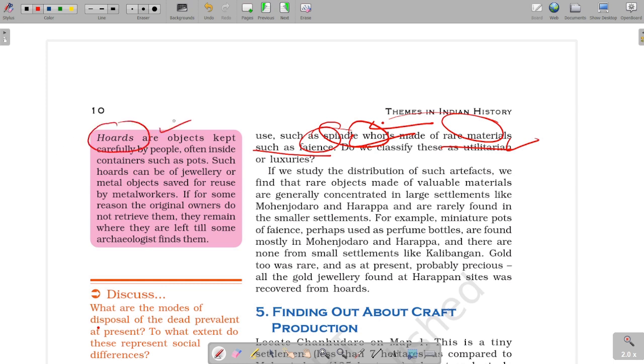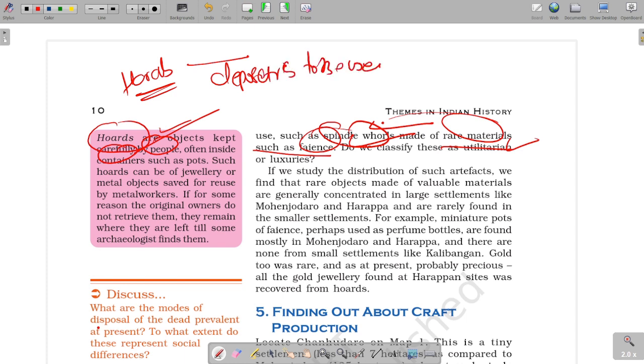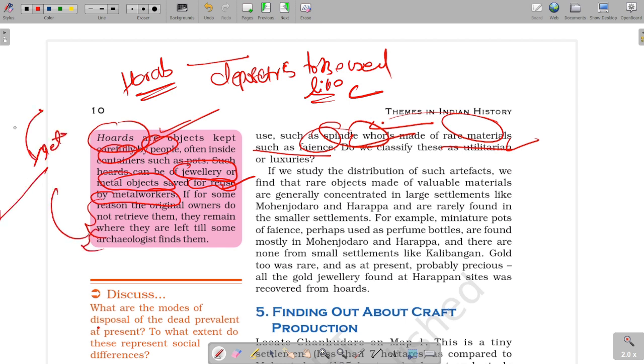Guys, hoards were kept carefully by the people, that is, depositories to be used later, like today's savings account. These were kept with precious metals such as jewelry or metal objects, saved for use by metal workers. If they had not been retrieved, we would have found them, but most of them were retrieved and some remain that are found by archaeologists.